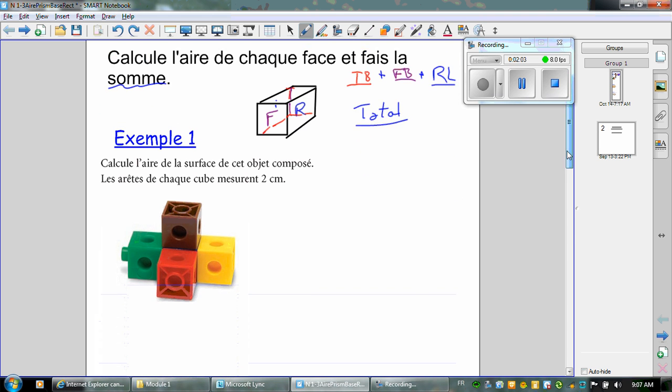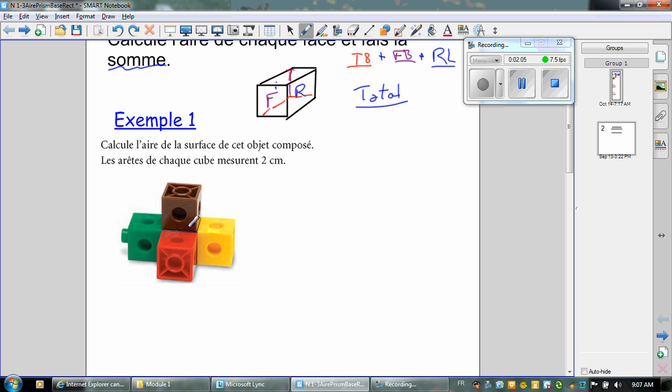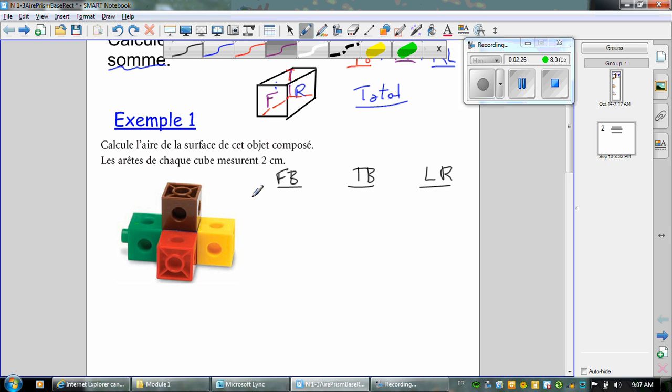So first example, we have a 3D shape here, and we have to calculate the total surface area. So we'll be using the method that I stated above. So front, back, top, bottom, left, right. So let's start with the front, back. If I were to look directly in front, I would see this face, this face, this face, and this face right here. More specifically, if I were to draw that into two-dimension form, I would see this.